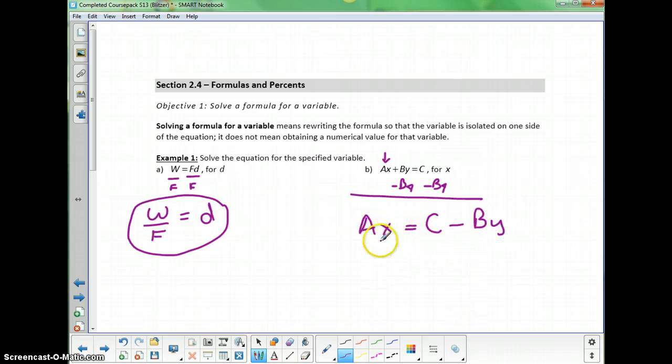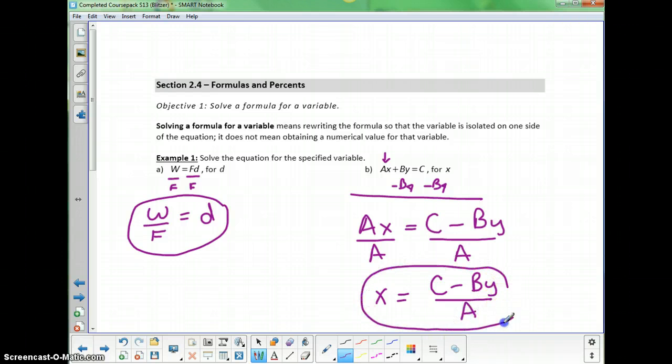And then again, we're trying to get x. This is a times x, so we're going to divide both sides by a. So that will leave us with x equals, and again, all different letters. I can't simplify this. I just write c minus by over a. And that equation has been solved for x.